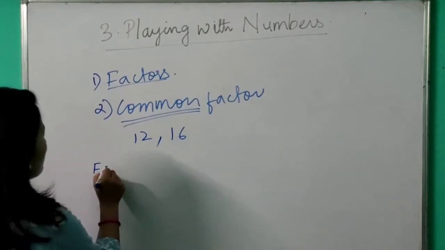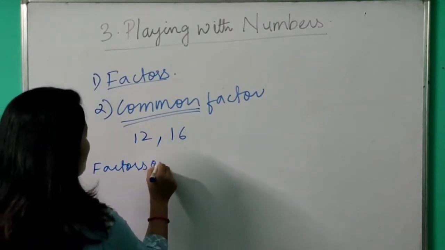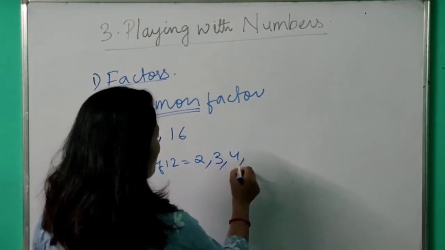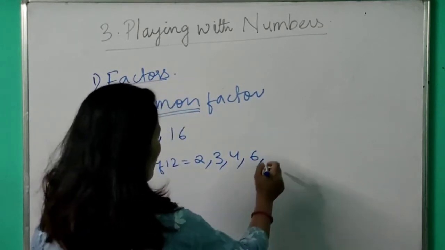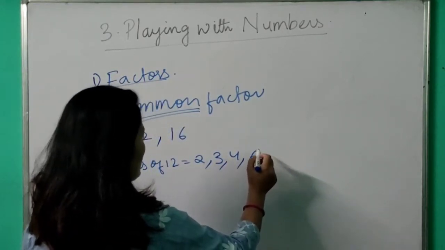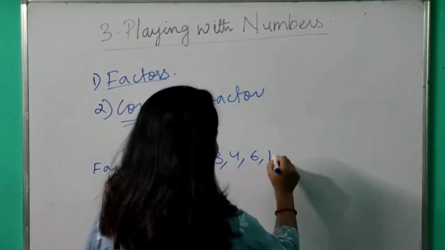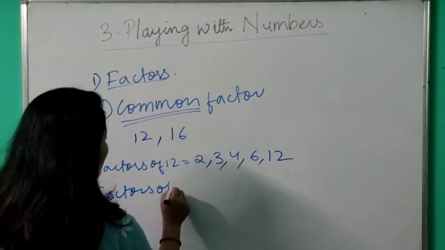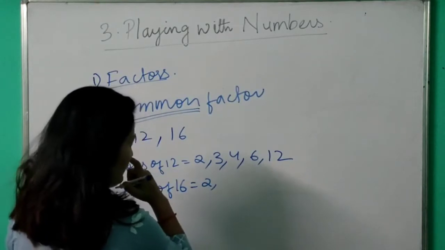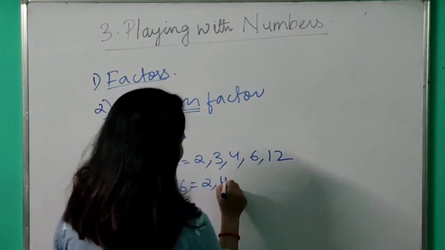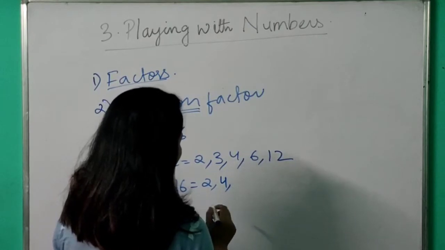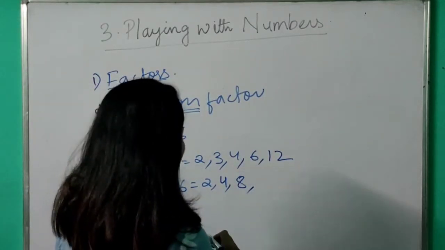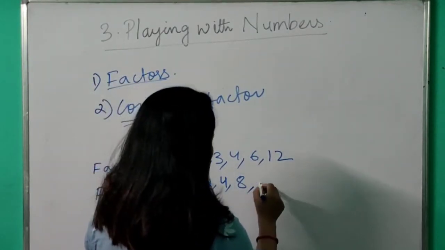Now let us see the factors of 12. Factors of 12 are 2, 3, 4, 6, then 7 will not completely divide, 8 will not, 9 not, 10 not, then directly 12. Now similarly, let us write the factors of 16. So 2 can completely divide 16, 3 cannot. 4 can, right? 5 cannot, 6 cannot, 7 cannot, 8 can, 9 cannot, then directly 16.